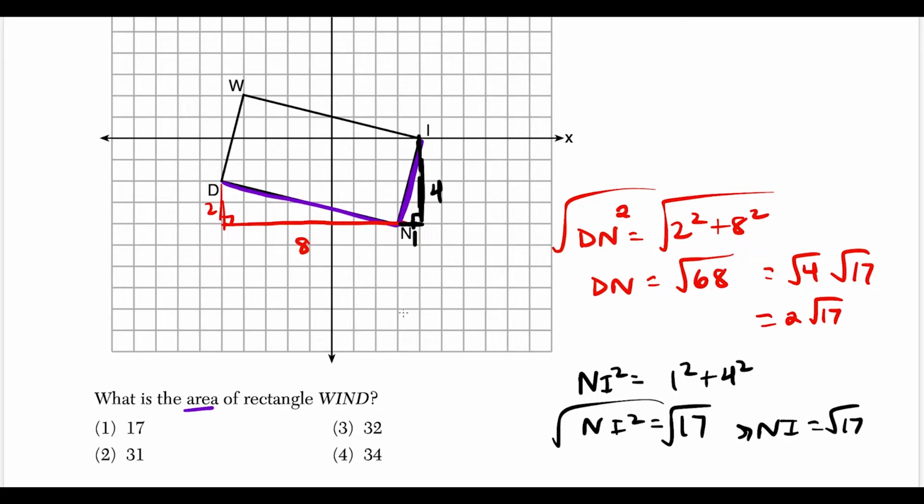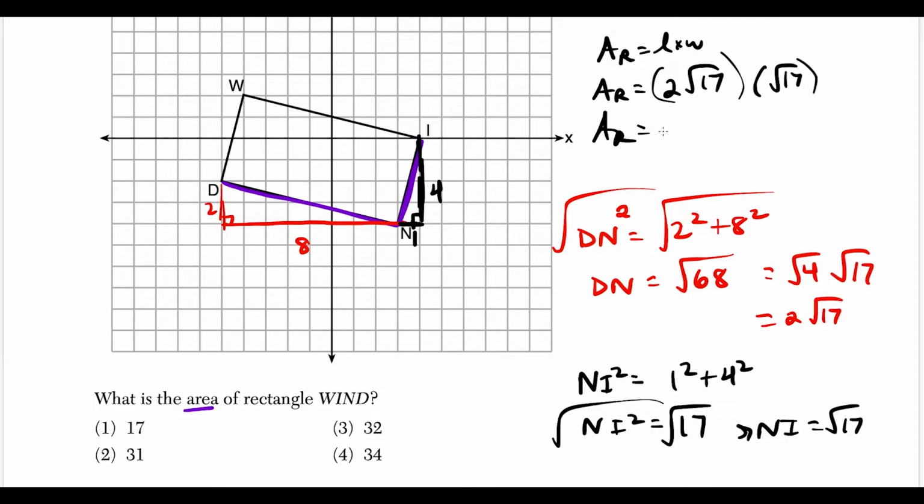So now to find the area of the rectangle, area of a rectangle is equal to length times width. So that means the area of our rectangle here, we're just going to multiply the length, 2 square root of 17, times the width, square root of 17. And now we're multiplying matching radicals. So I'm going to have 2 times square root 17 times square root 17, which is just 17. So we have 2 times 17, and that's going to give us 34, which is choice 4.